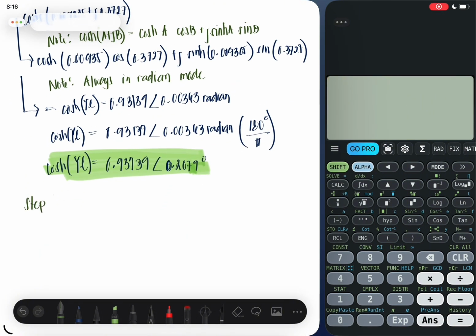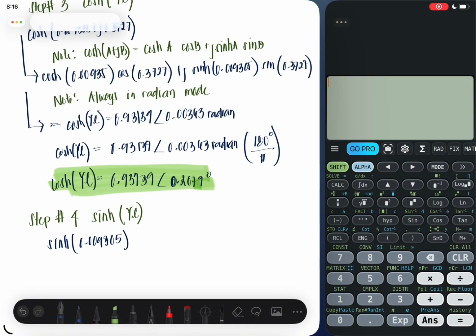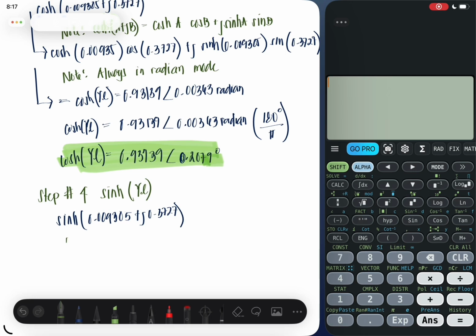Step 4 requires finding the hyperbolic sine of our propagation value. This component is essential for calculating our remaining B and C parameters. Because of the calculator limitations, we must expand the expression using a trigonometric identity. Keep your calculator strictly in radian mode for this calculation.